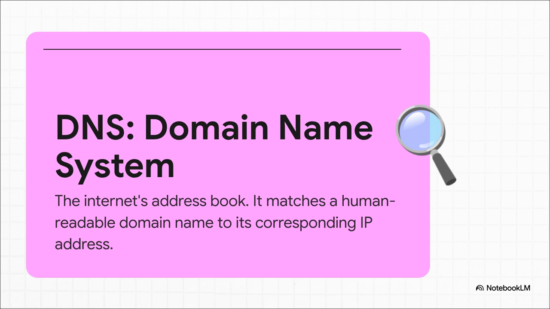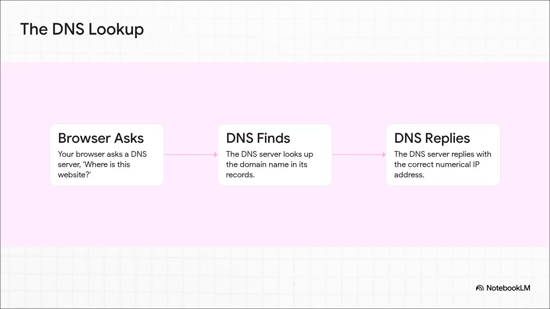Well, that is the job of the DNS, the Domain Name System. And it is, quite literally, the internet's giant phone book. Its one and only job is to look up the name you typed and find the correct IP address that goes with it. This whole process is called a DNS lookup, and it happens unbelievably fast.